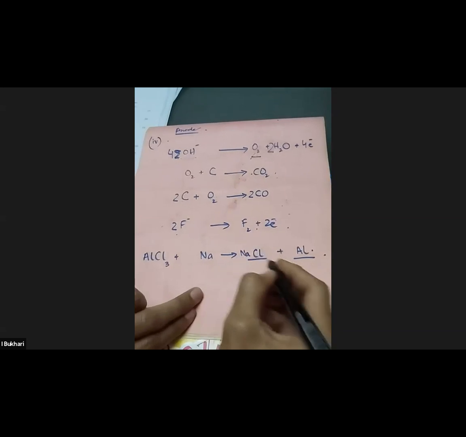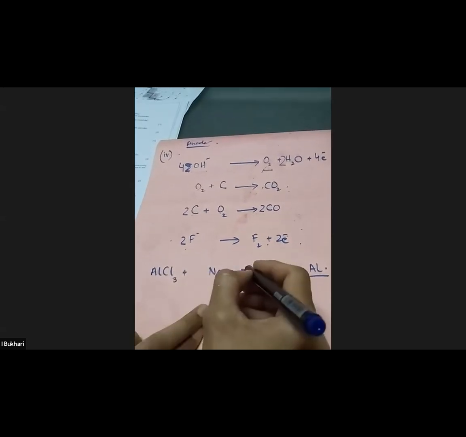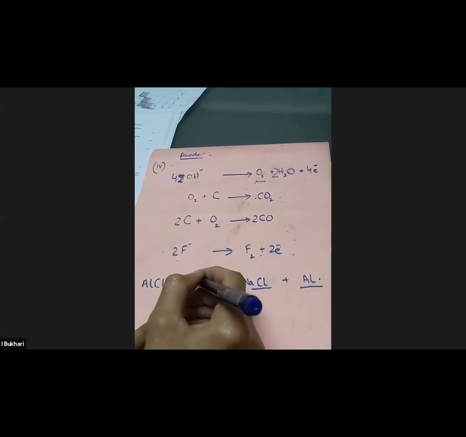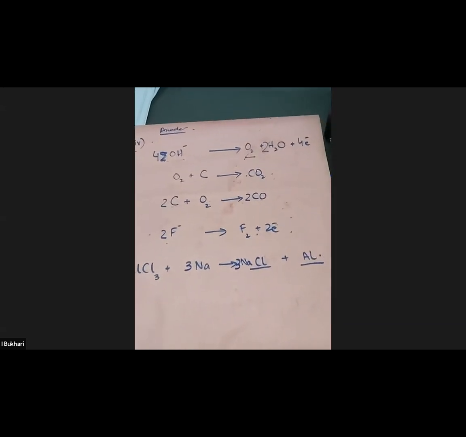So how will we balance it now? Because it should be balanced, right? So we have 3 chlorine here, so we should have 3 here as well, and then 3 here as well. So yes, now it's balanced, right? So this should be your answer.